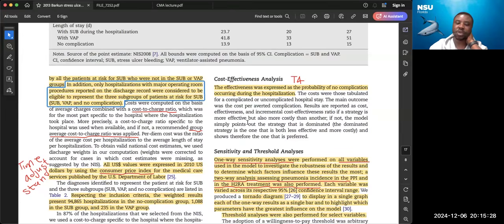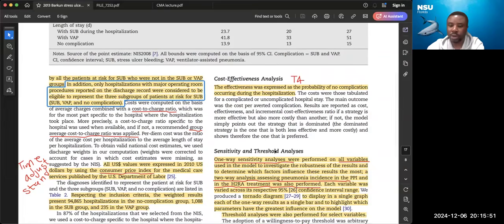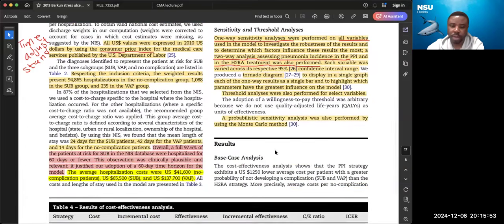If a strategy is more effective, but also more costly than another, or if not, the model simply points out the strategy that is dominated. So the dominated strategy is the one that is both more costly and less effective. And it was shown in the table, I will go there right now.